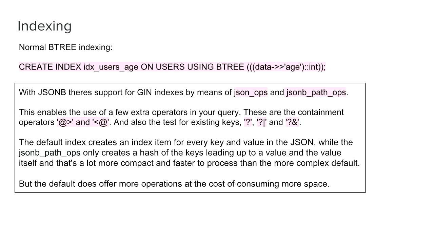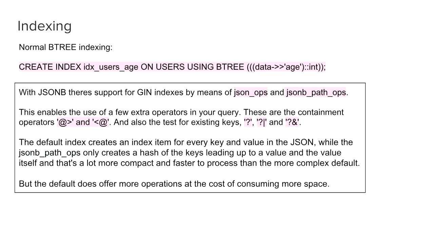But that will only work when you ask for age as int. That will only work for that. No other property in that JSONB thing that you ask for later. So, for example, if you ask for the extra info or the characteristics, that won't be indexed, obviously, because that's how the index looks. And that's where these two guys come in. JSON ops, JSONB path ops.